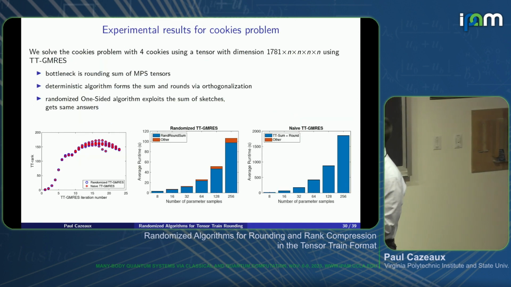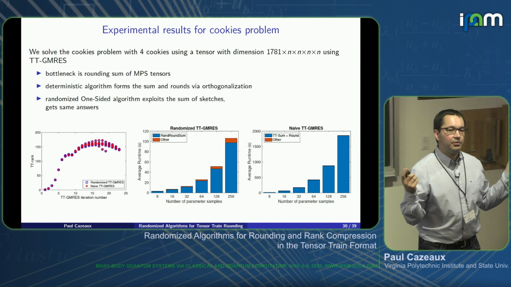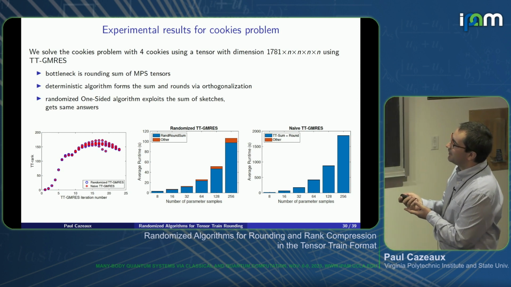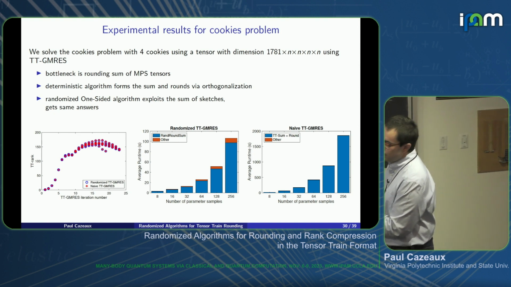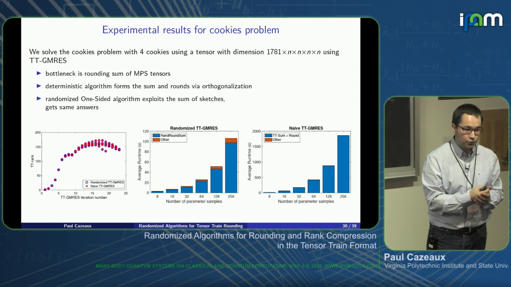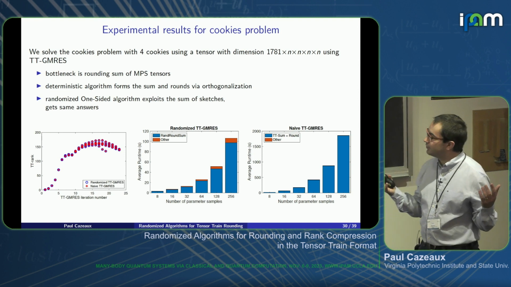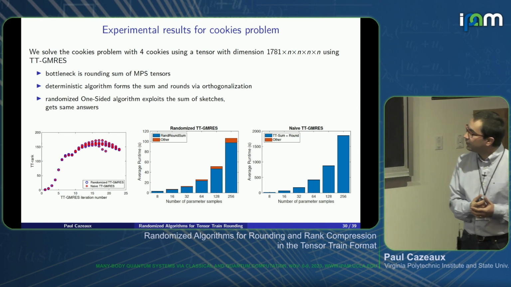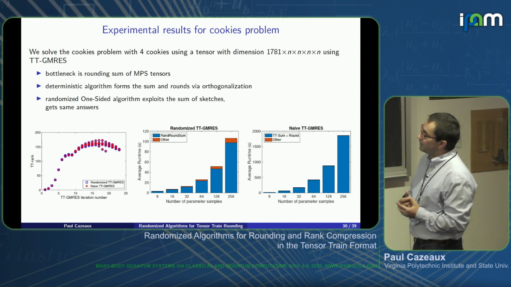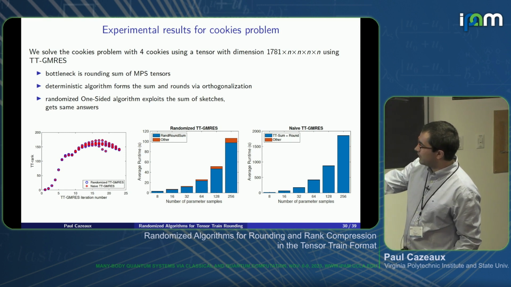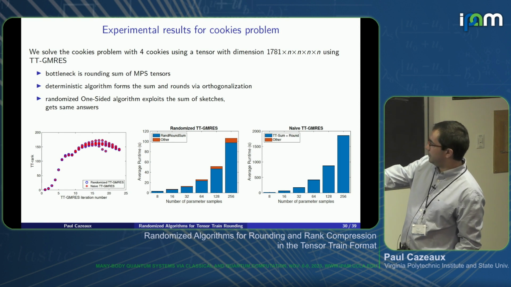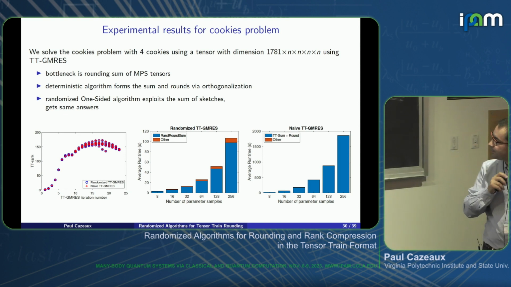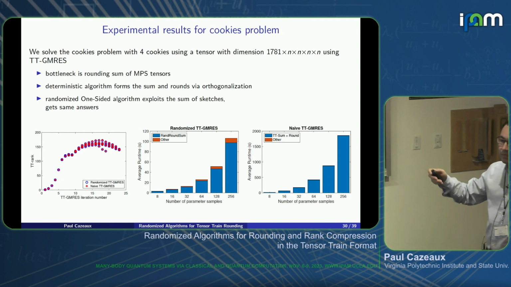So if we go to this cookie problem, I'm not really interested in the results as much as whether the algorithm worked. In this case, because I'm using the GMRES iterative algorithm to solve the problem, I have a Krylov algorithm with linear combinations. So the bottleneck was this sum of matrix product states. And what I find is that this works pretty well. I reduce the runtime from about 1,500 seconds to 100 on my laptop, depending on the number of parameter samples.